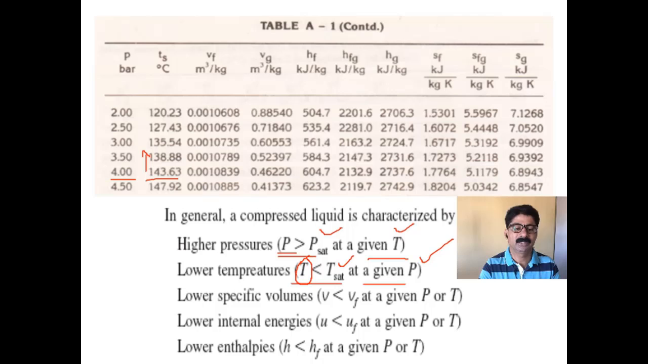So temperature has to be less, whereas pressure has to be more than the saturation values at the given pressure and temperature respectively. Now coming to the specific volume, V should be less than Vf.